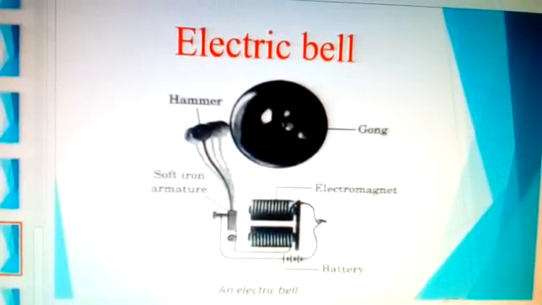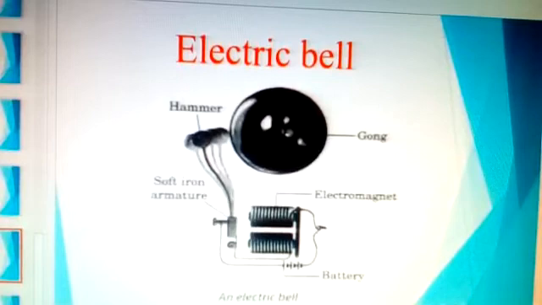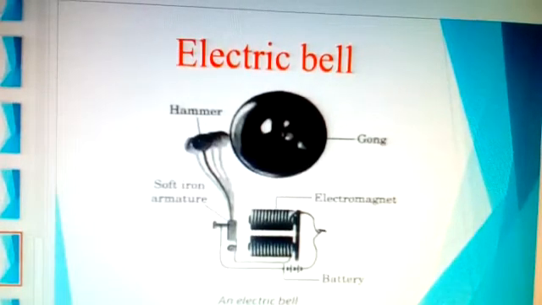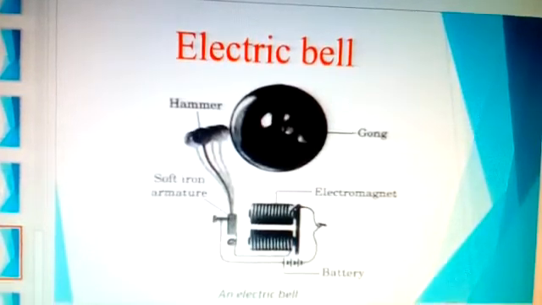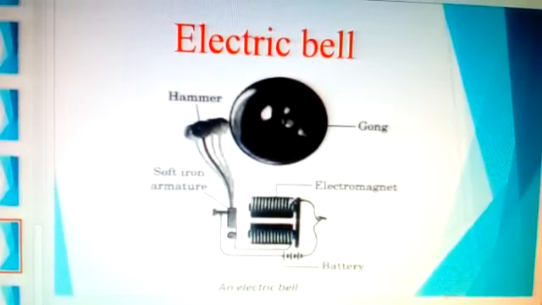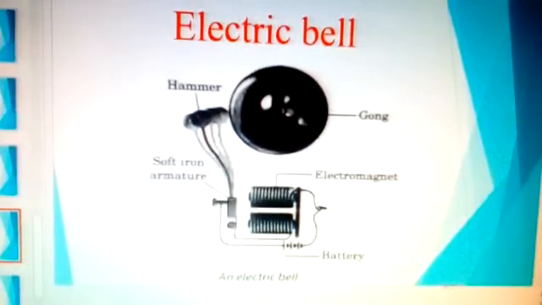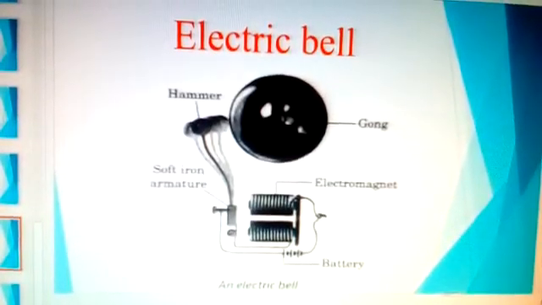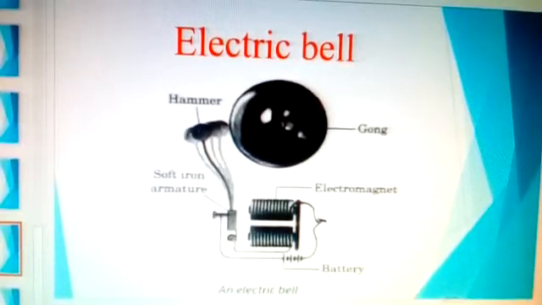Now, the picture you can see here is a circuit of an electric bell. You all know what an electric bell is. This is also an application of the magnetic effect of electric current. We are quite familiar with an electric bell, right? It has an electromagnet in it. Let us see how it works.